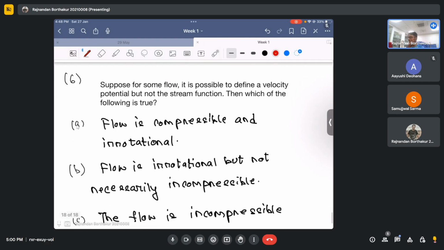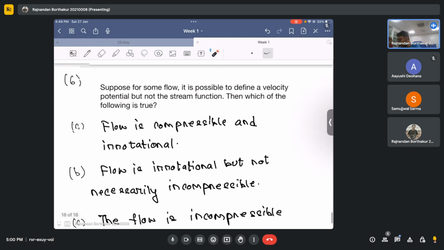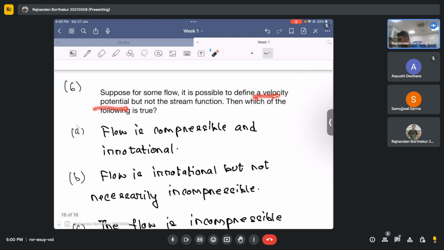We will end this session by solving an MCQ. So let's see this question. It says that suppose for a flow, it is possible to define a velocity potential but not the stream function. Then which of the following is true? This is very simple. They said that you can define a velocity potential but not the stream function.